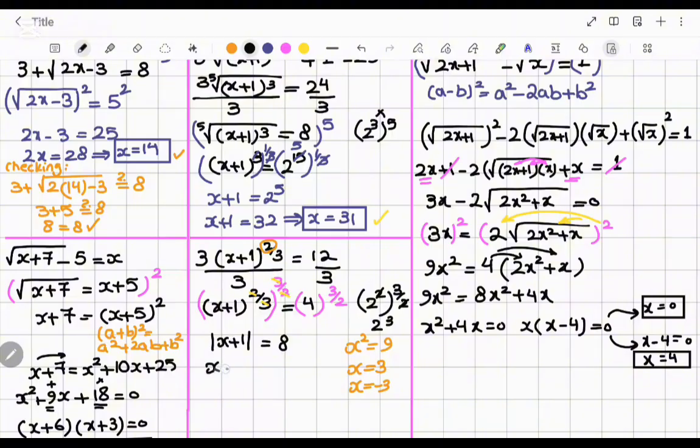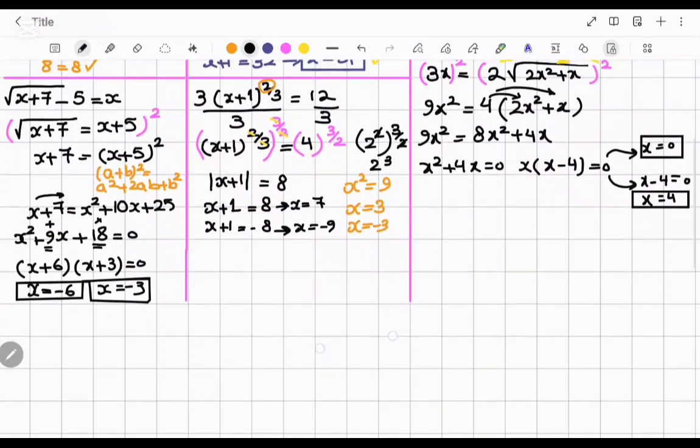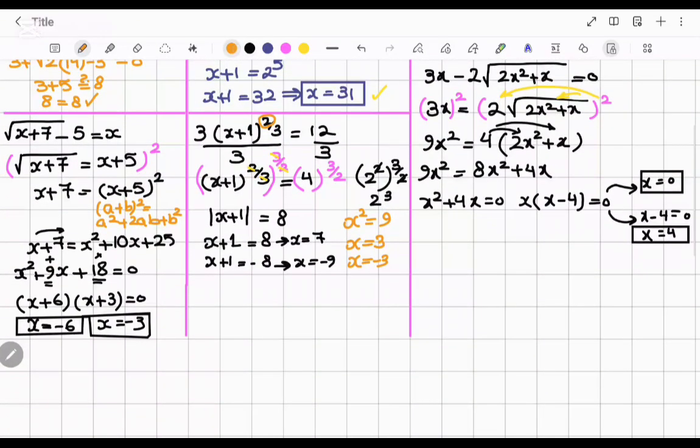So therefore x plus 1 is going to be 8, and x plus 1 is going to be negative 8. Once x is going to be 7, and once x is going to be negative 9. I want to do the checking of both of these solutions, because you're going to see that both of them will work in this question. Look, checking.